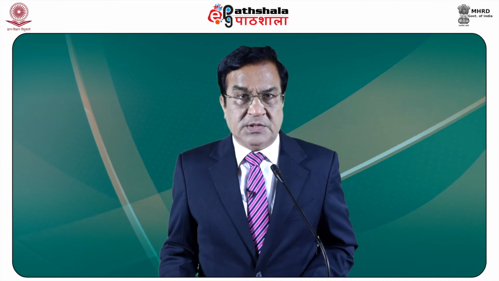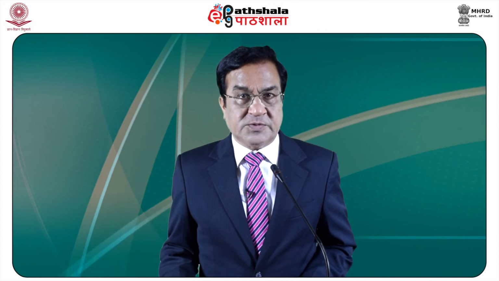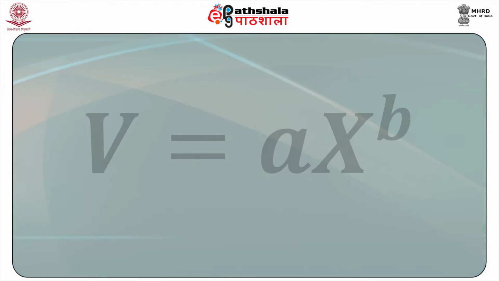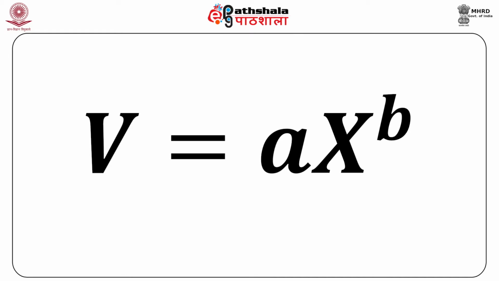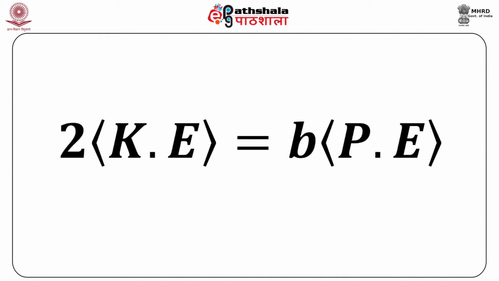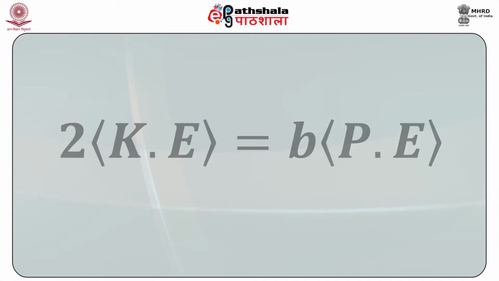Lastly, we will discuss the Virial theorem. This is a very important theorem in quantum mechanics. It basically applies to systems having potential energy. According to this theorem, if potential energy can be expressed by the expression V equal to A x to the power B, where A and B are constants, then the kinetic energy is related to the potential energy in the following manner. That means 2 times the kinetic energy will be equal to B times the potential energy.